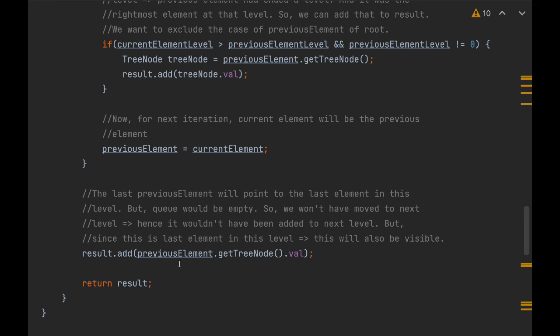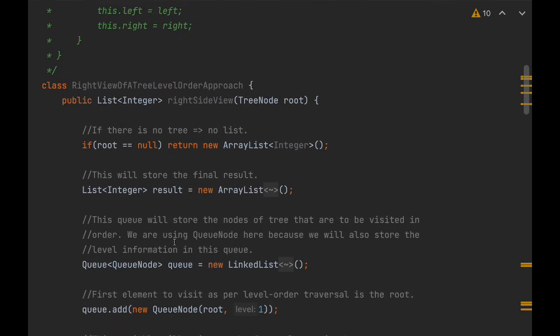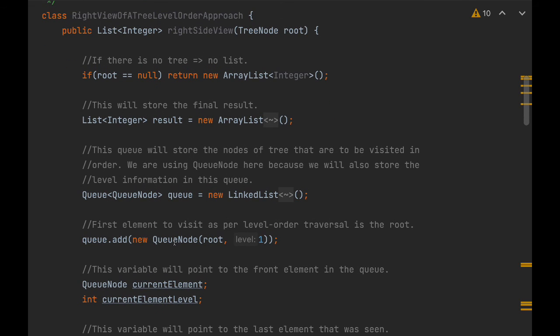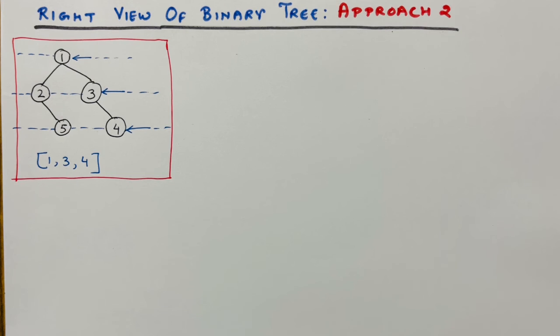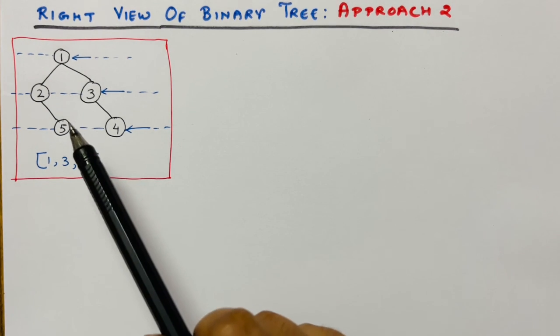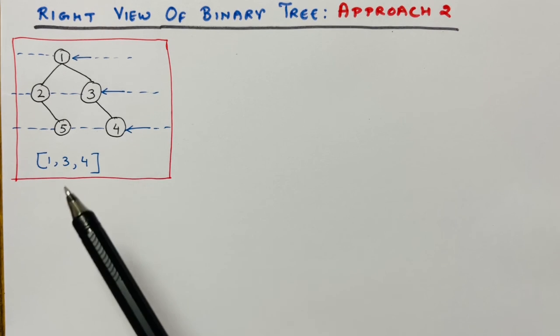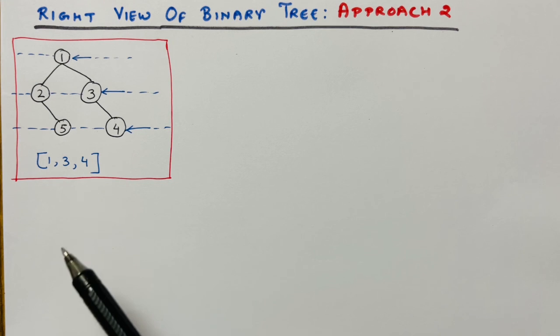So we will have to add that last element here, and the last element would be there in the previous element. So we add previous element dot get tree node dot value in the result, and then we return the result. So this completes our code for right view of a tree using the level order approach. So our first approach to solving this problem was the level order traversal of the tree and noting down the last element. So we have solved this problem using this approach.